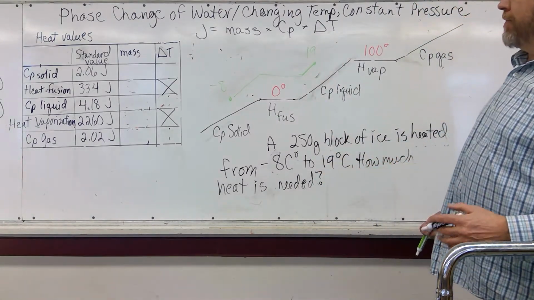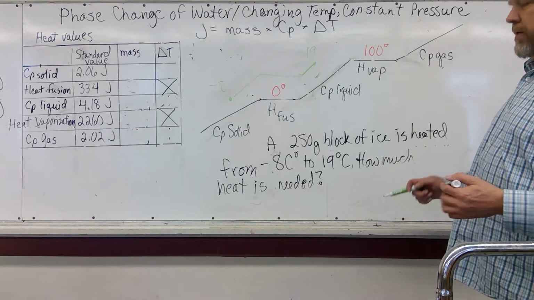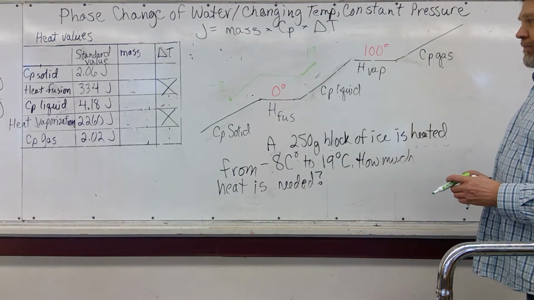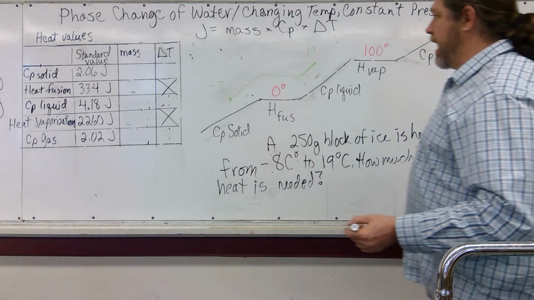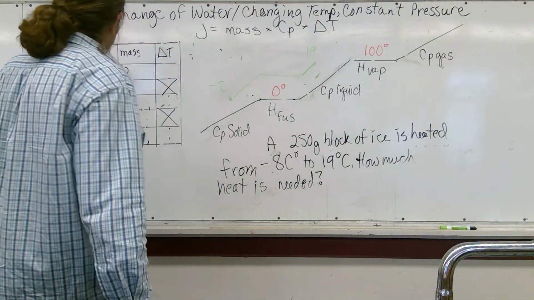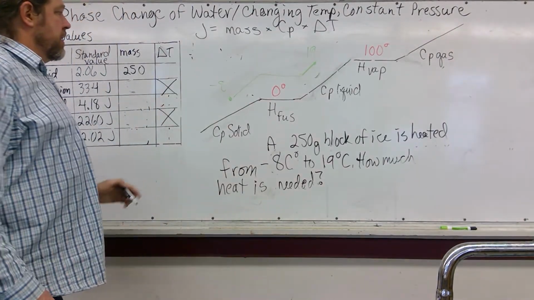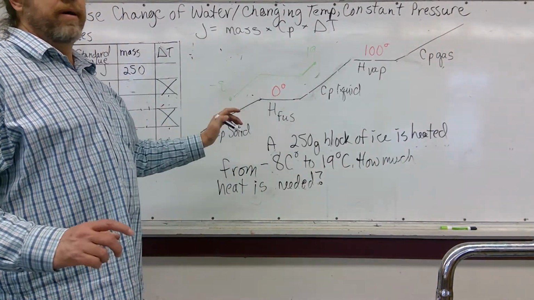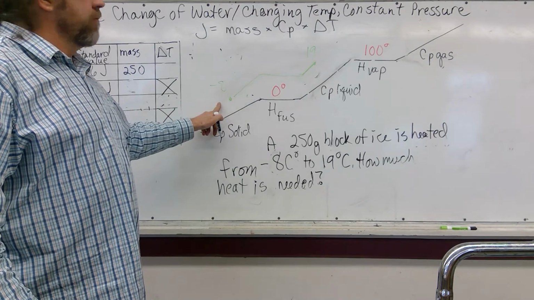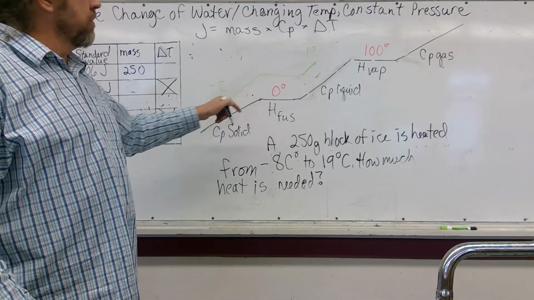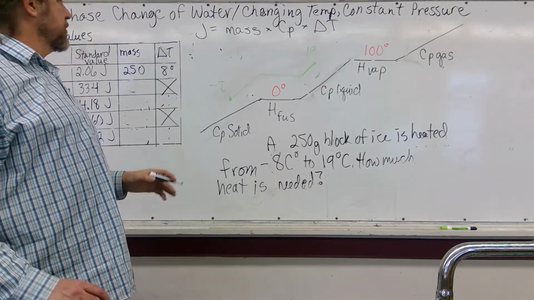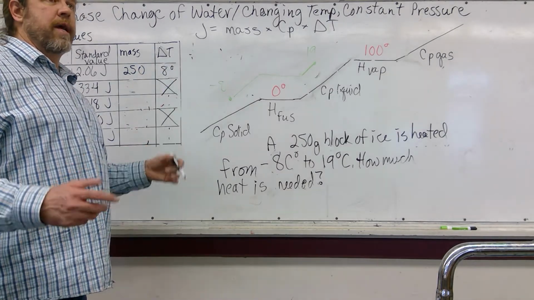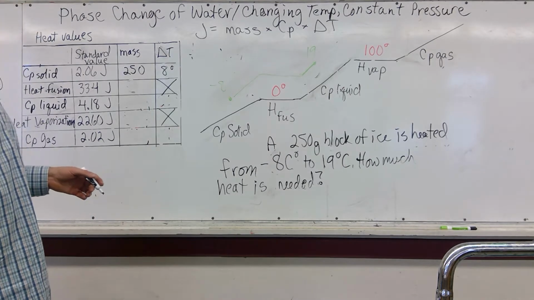So we have, in this case, some solid ice here at the beginning, and we have a mass of 250 grams of it. We're going to the point of melting, which would be from -8 to 0, a change of 8 degrees. At this point, we're not concerned whether it's negative or positive. We'll worry about that later.